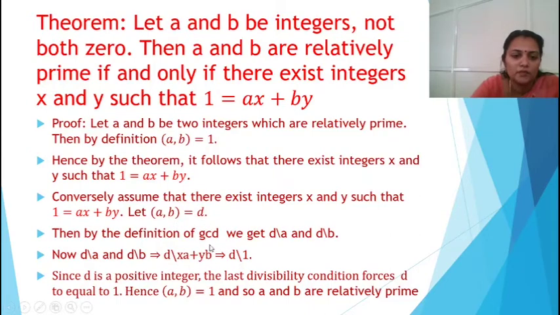Then by definition of GCD, d divides a and d divides b. Now d divides a and d divides b implies that d divides xa plus yb, which implies that d divides 1. Since d is a positive integer, the last divisibility condition forces d to be equal to 1. Hence GCD of a and b equals 1, so a and b are relatively prime.